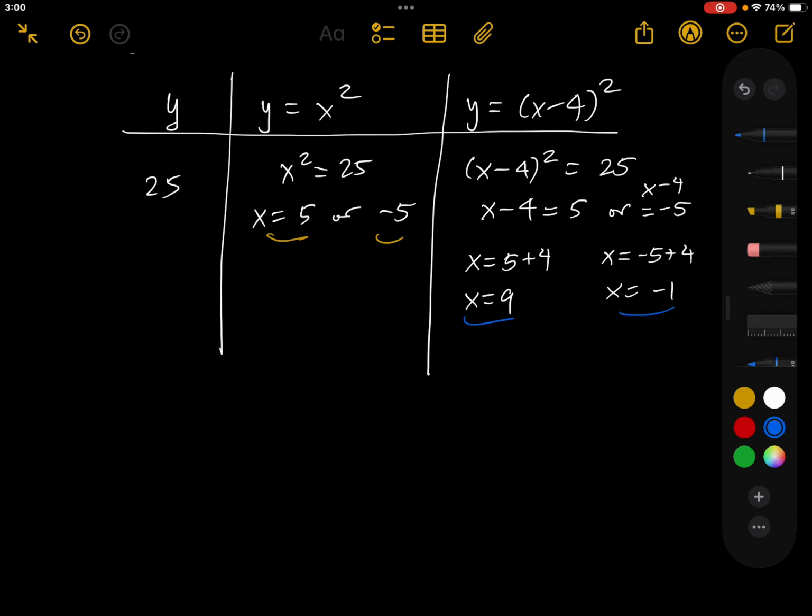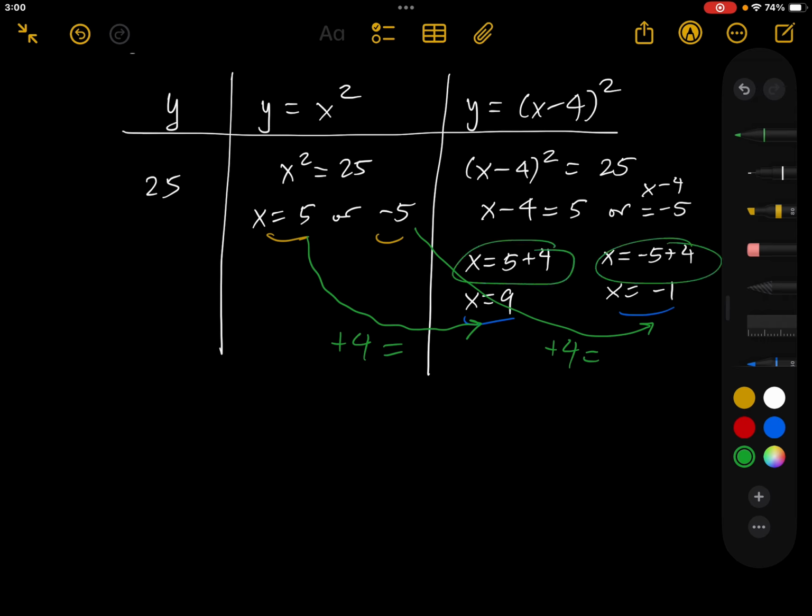Now how do those compare? What's the connection between 5 and 9 and negative 5 and negative 1? We added 4 to both sides. And you can see that in these steps, we added 4 on both sides. So actually, the value of x for a given y value increases by 4.